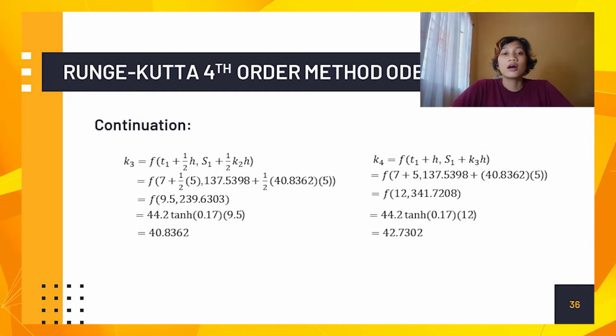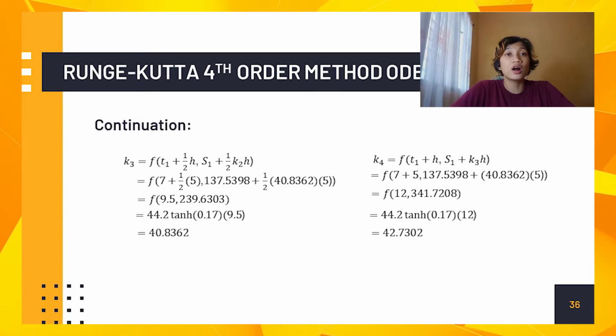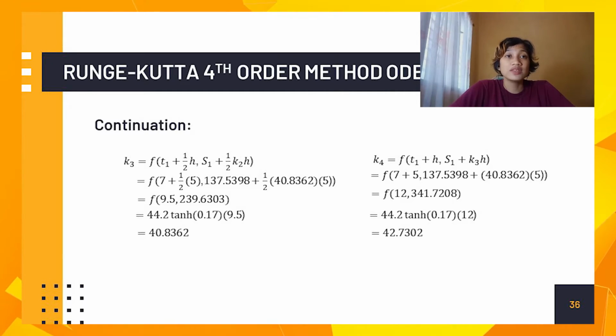For the k sub 4, we have f times t sub 1 plus h, s sub 1 plus k sub 3 times h. Again, substitute the values 7 plus 5, 137.5398 for the s sub 1 plus the value of k sub 3, which is 40.8362, times h, which is 5. 44.2 tanh times 0.17 times 12. For the value of k sub 4, we have 42.7302.